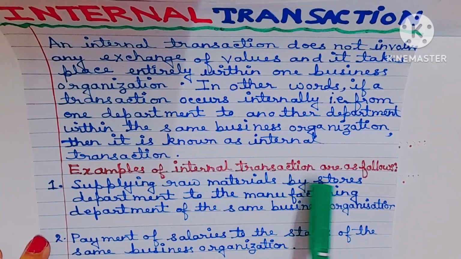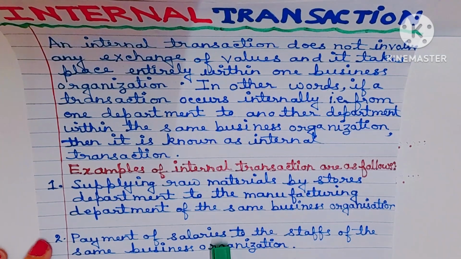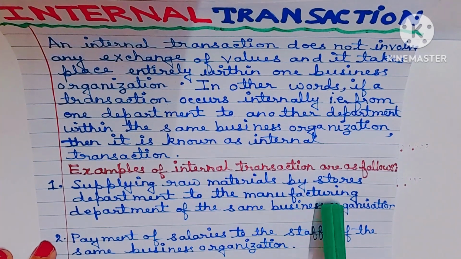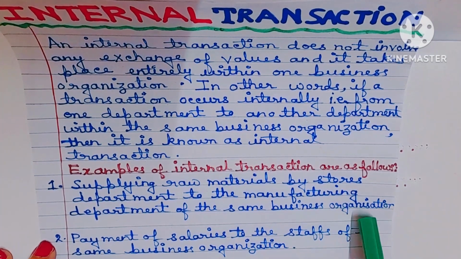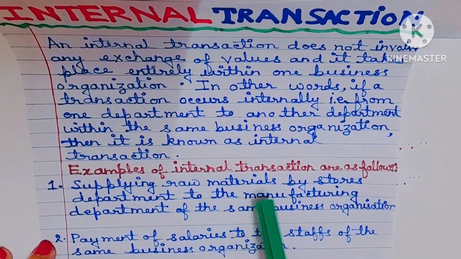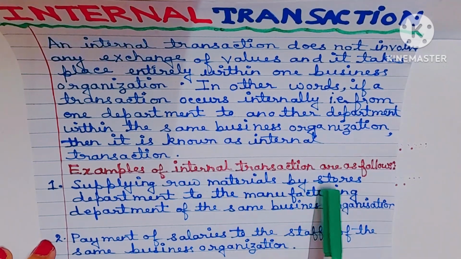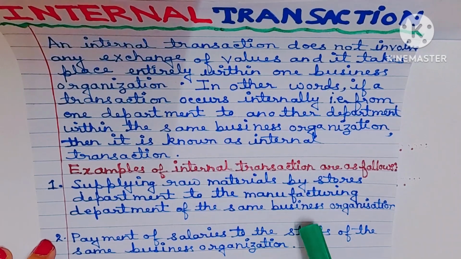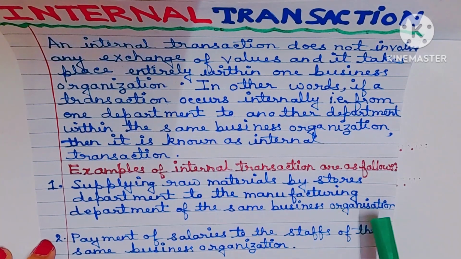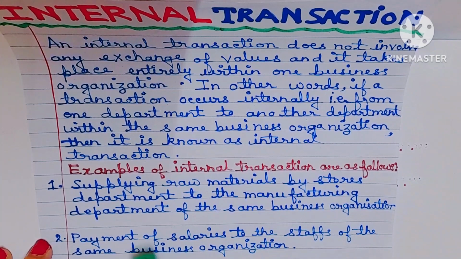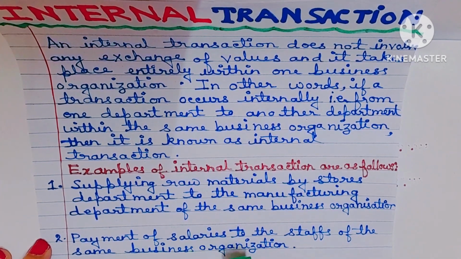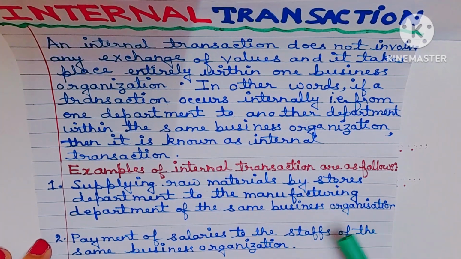Examples of internal transactions are as follows. Number 1, supplying raw materials by stores department to the manufacturing department of the same business organization. For example, supplying raw materials by stores department to the manufacturing department of the same business organization, say A Limited. Number 2, payment of salaries to the staffs of the same business organization. That means payment of salaries to the staffs of B Limited.